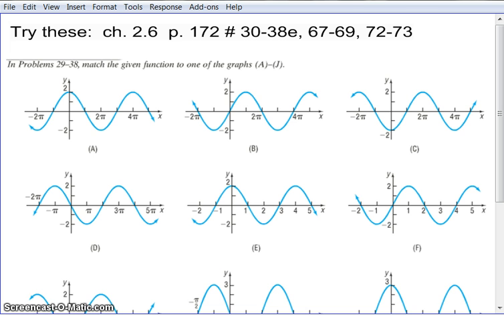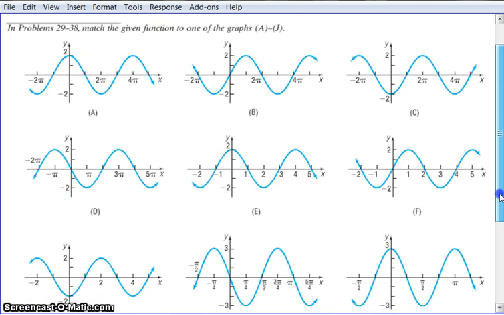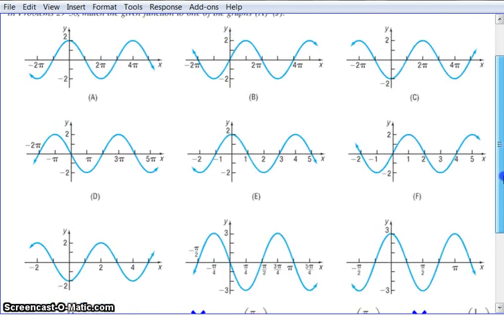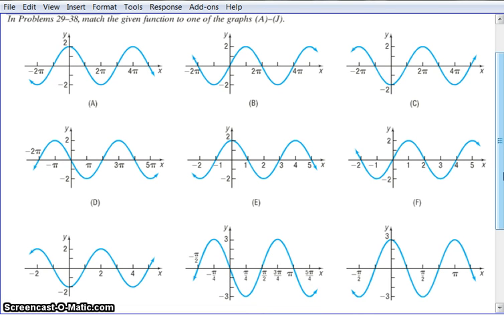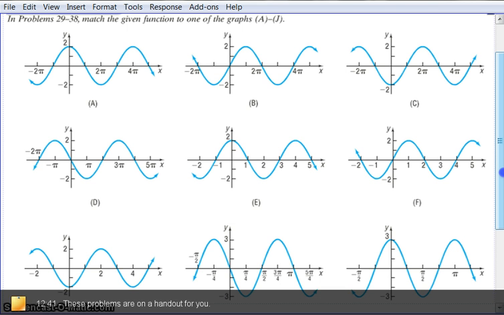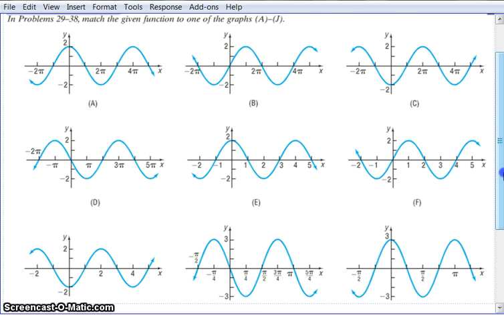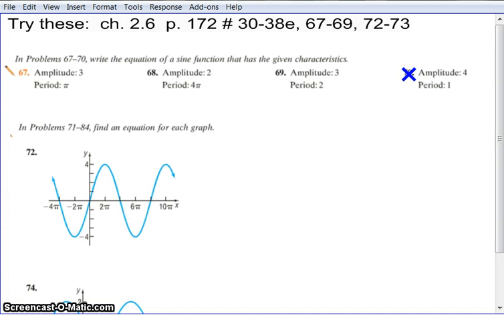Up here, you're just being asked to match. This is a matching game. We've got a bunch of equations down here. Figure out what their graphs are. Keep in mind that these are done in radians. So when it says 1, 2, 3, 4, and 5, that's 1 radian, 2 radians. Remember how big a radian is? A little less than 60 degrees. Then you're also going to be asked to write some equations based off of information or off of a graph.